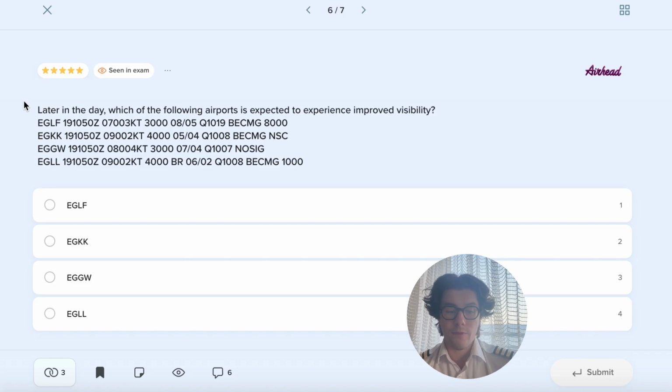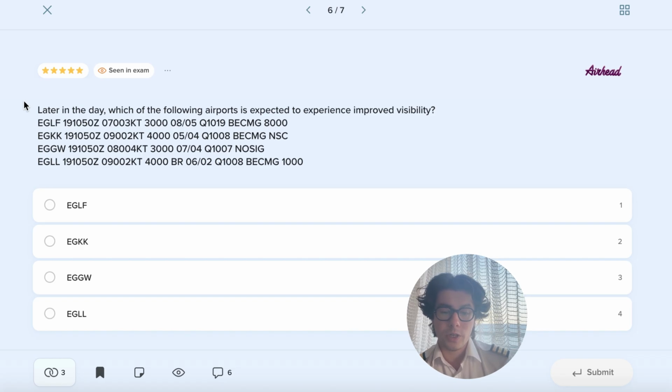As you can see, we have 4 different METARs for 4 different airports issued on the 19th of the month at 10:50 Zulu. Then we have the wind, and then the reported visibility. Everywhere we have 3,000, 4,000, 3,000, and 4,000 again, followed by the temperature. At the last METAR, you can see the designator BR, or Bravo Romeo. This means mist, and don't forget that mist is a phenomenon where the visibility drops to between 1,000 and 5,000. Anything below 1,000 will be classified as fog. So now, which one shows increased visibility?